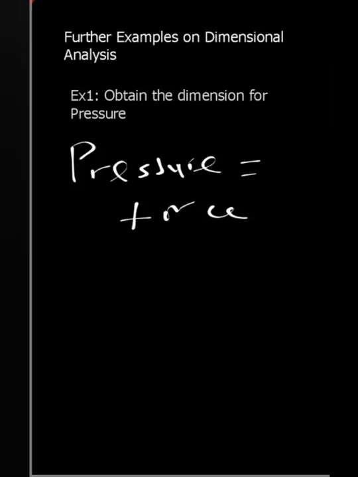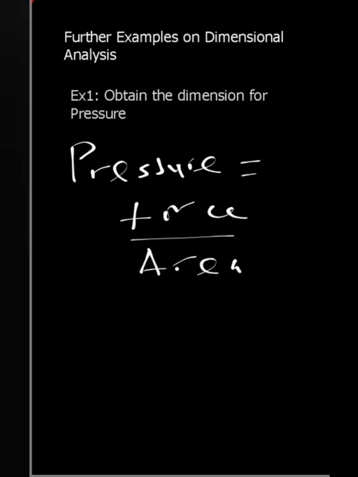In today's class, we shall be looking at further examples on dimensional analysis. For example, if we are told to obtain the dimension for pressure, what we need to do is to ask ourselves, what is the formula for pressure? By definition, we define pressure as the force per unit area. This implies that pressure will be equal to force over area.